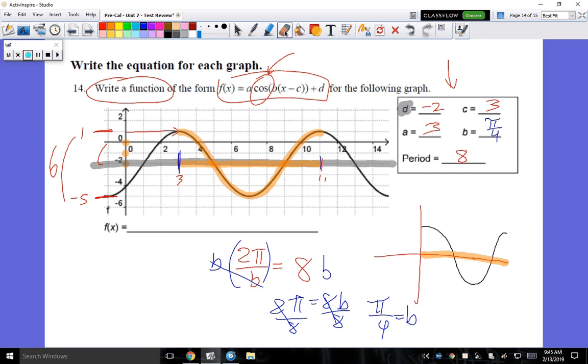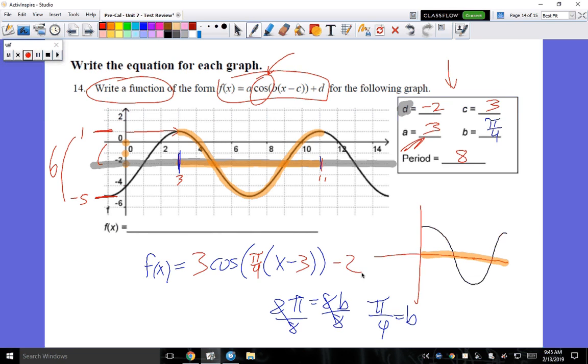So now I'm just going to plug in all of my letters into the equation. Otherwise, f of x is, leave space for a, cosine of, leave space for b, leave space for c, and leave space for d. So my a value is 3, my b value is pi over 4, your c is 3, and your d value is -2. And if you were to simplify, I mean, you really don't have to simplify. This could be your answer. And we'll have pi over 4, x minus 3, and then plus 2.